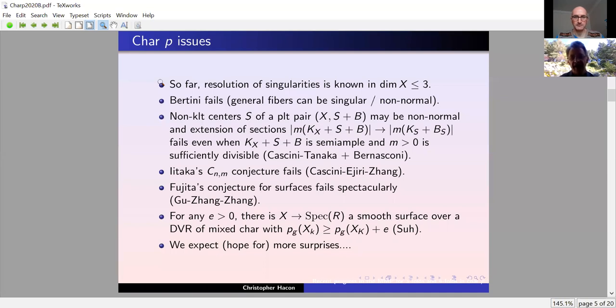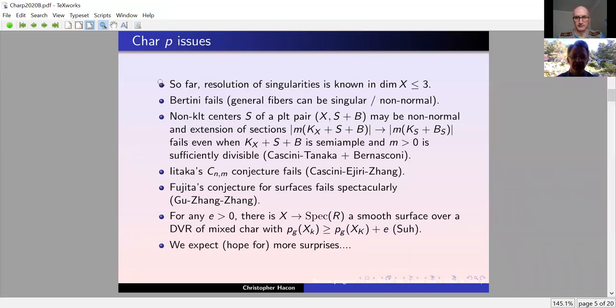And in fact, another problematic feature of these PLT pairs is that typically we expect to be able to extend sections from canonical rings from the divisor to the ambient variety. And there are examples in positive characteristic where this fails. We cannot extend these sections. And I'll talk more about extending these sections in a bit and why that is so important.